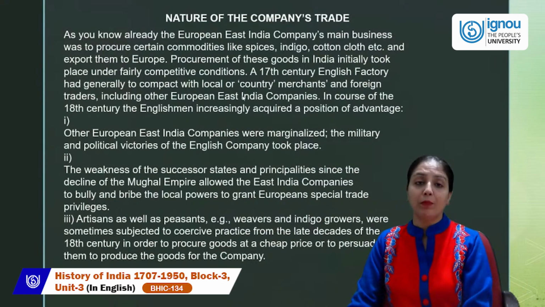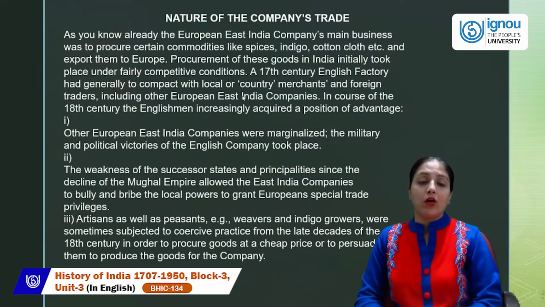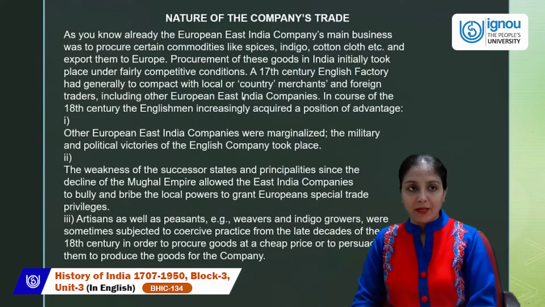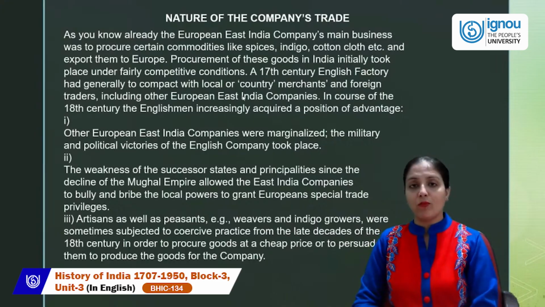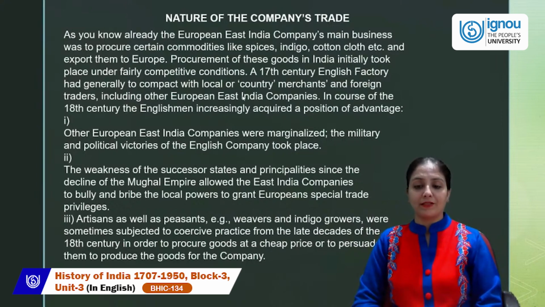Next is the nature of the company's trade. What was the nature of the company's trade at that time? As you know already, the European East India Companies' main business was to procure certain commodities like spices, indigo, cotton cloth, etc. These were the things which they wanted to trade and export to Europe. Procurement of these goods in India initially took place under fairly competitive conditions. A 17th century English factory had generally to compete with local or country merchants and foreign traders, including other European East India companies.